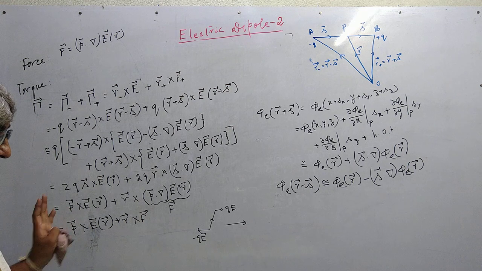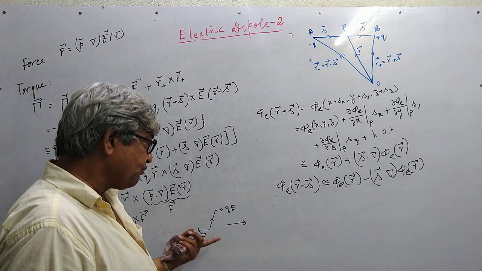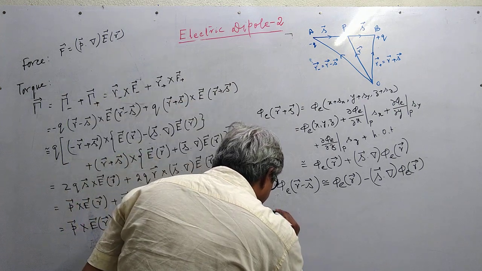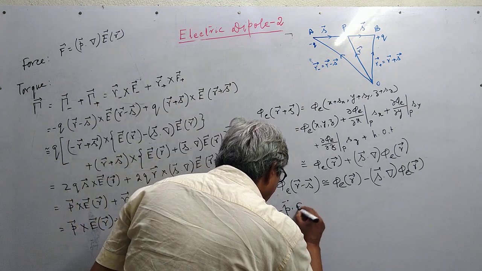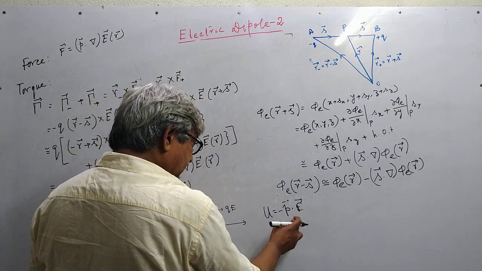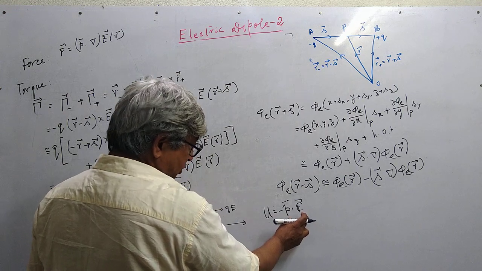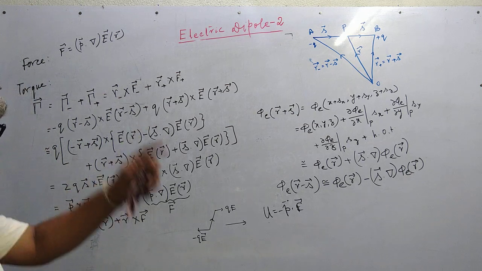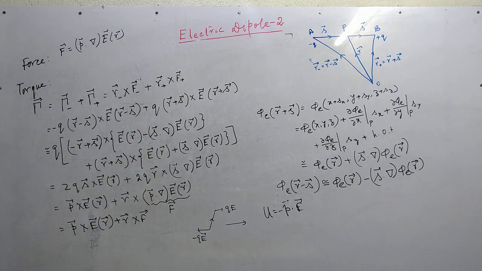You know that the potential energy is a minimum when the dipole is aligned in this direction, because the potential energy is minus p·E. So when p is parallel to E, the angle between these two is 0, so the result is minus pE. The potential energy is the minimum possible one. And this is the general expression for the torque that acts on the dipole.